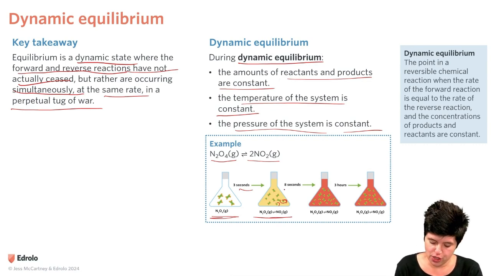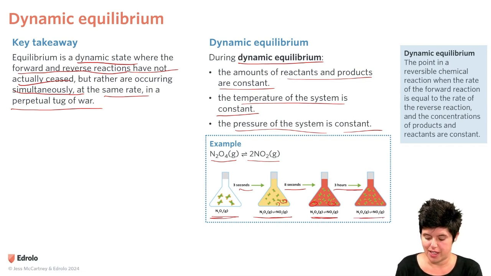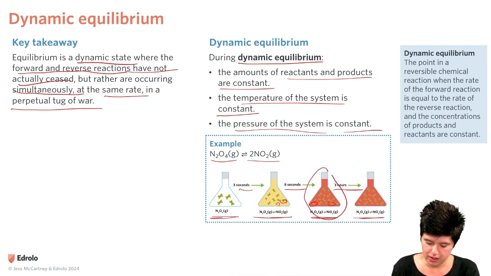Now as it continues to progress, to the 8 seconds, we have this darker red color, and we have more of these NO2 molecules forming as well. Now, 3 hours go past, and you can see that it's the exact same color as at 8 seconds. So that means that at that 8 seconds point, so this point here, we have reached dynamic equilibrium.